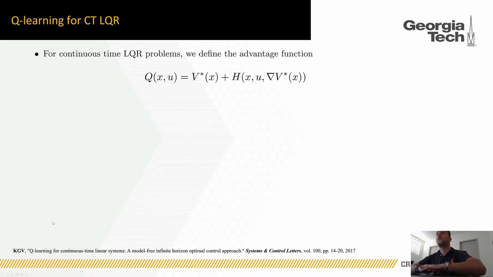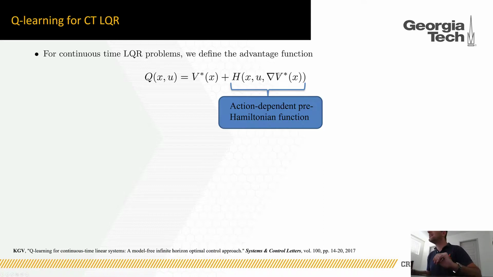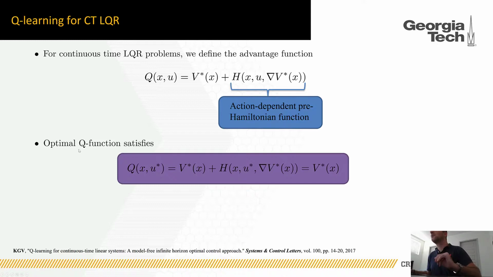Okay, so for continuous time though, it hasn't been developed yet. Why? Because the Hamiltonian in the continuous time has the dynamics, but the Hamiltonian in the discrete time doesn't have the dynamics. So what we have done is, for continuous time LQR problems, we define what is called an advantage function, which is Q(x,u) equals V star plus the Hamiltonian with dV star. So this is the action-dependent pre-Hamiltonian function. And then the optimal Q function will satisfy this one.